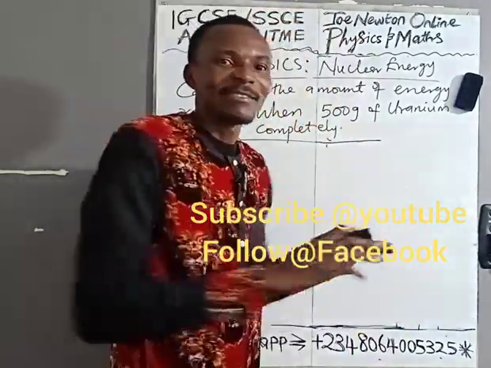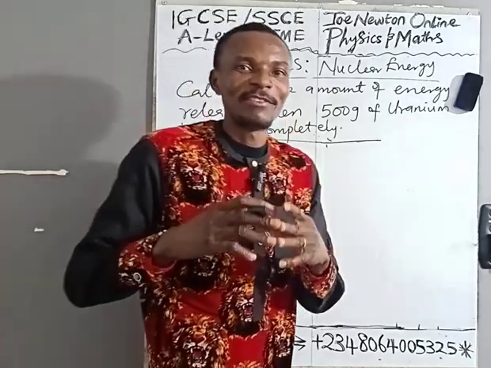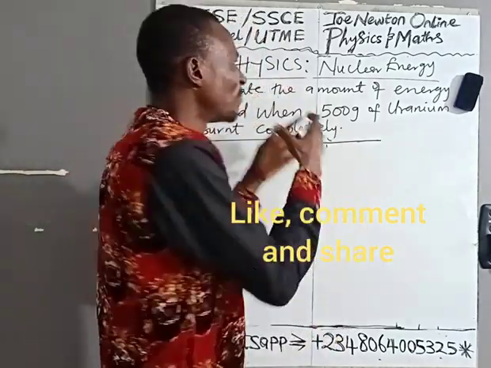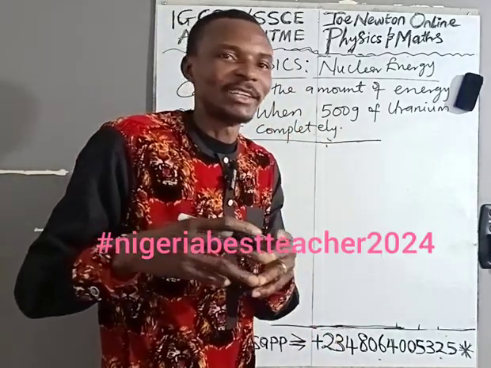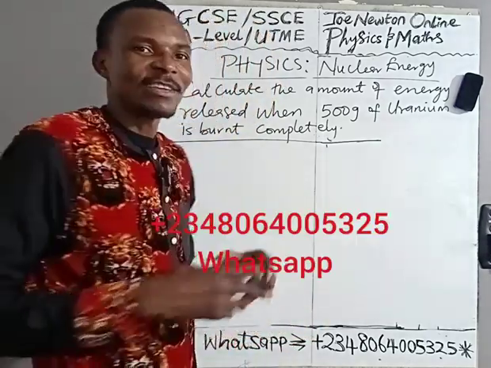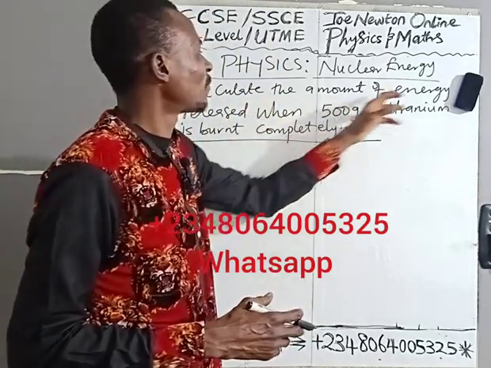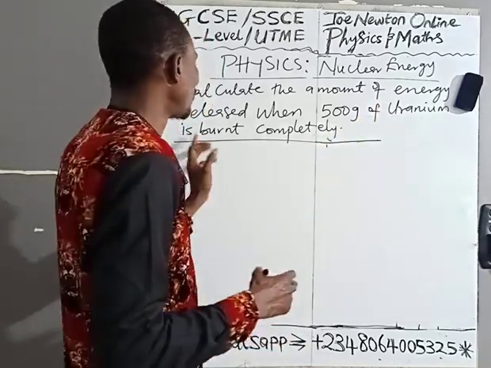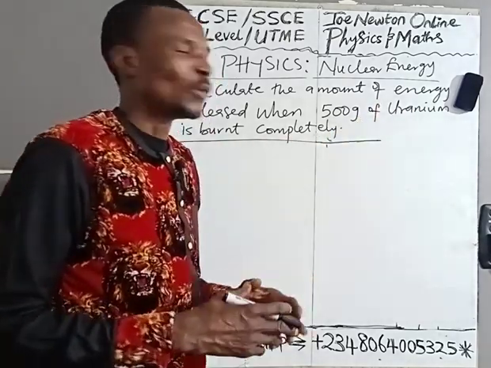For this particular class, we are going to study physics. So, what we are learning now is physics. And of course, what we have on the board has to do with nuclear energy calculation. Then we have a question here, and the question says, calculate the amount of energy released when 500 grams of uranium is burnt completely. Good.